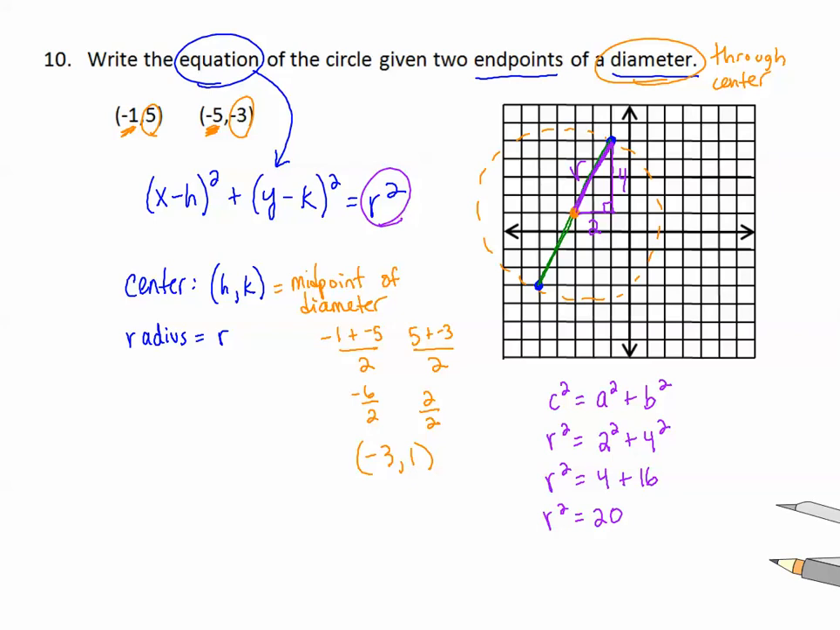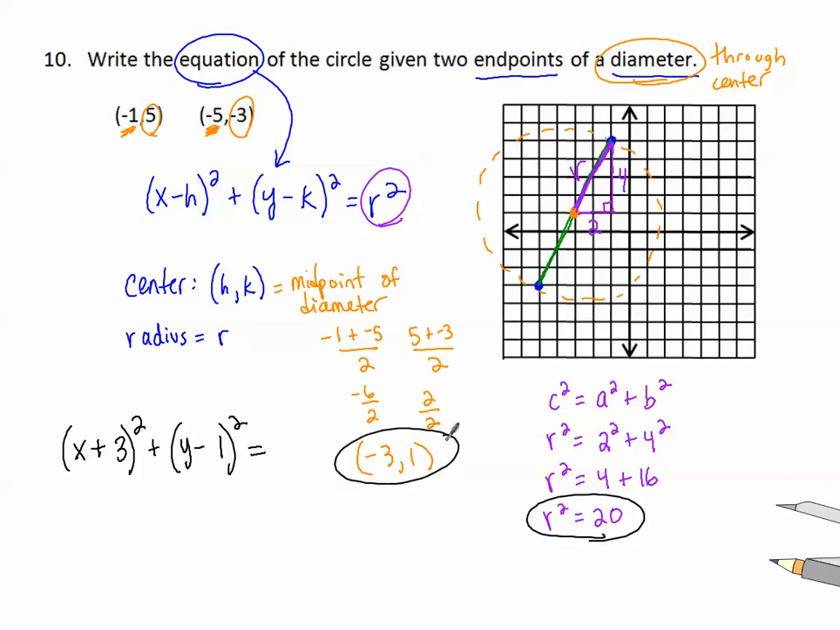So now we can write our equation. (x minus the x coordinate, so that turns into plus 3)^2, plus (y minus the y coordinate)^2 equals r^2. See, we're using our center and our radius. r^2 is 20. And there's our equation.